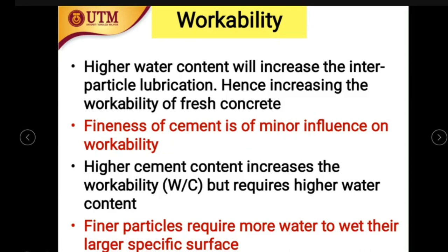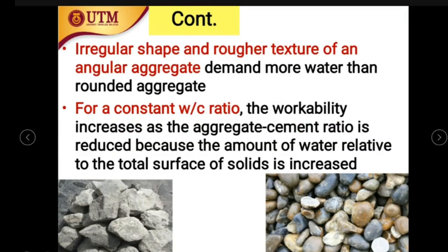Fineness of the cement actually has a minor influence on workability. But of course, when we are using too fine a cement, and the content of the cement is too much, more water will be required in order to wet the particles of the cement, and hence it will also affect the workability of your concrete. Higher cement content will increase the workability, provided that your water cement ratio is constant. Finer particles, like I said, require more water to wet the larger specific surface. This also applies to the fine aggregate and coarse aggregate. So these are the things that affect the workability of our concrete.